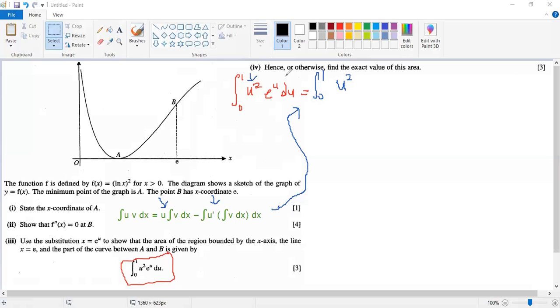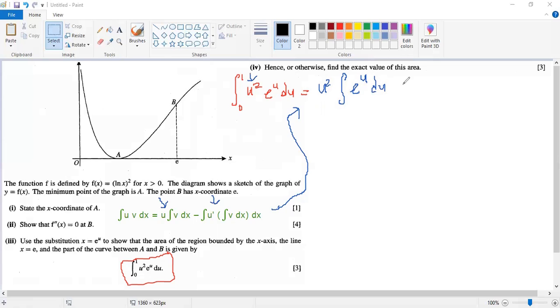Oh, sorry, what am I writing? Okay, u squared first. Sorry, I'm writing here and pointing there. I got confused. Okay, this is u squared. Let's follow this version. So u squared first, we write, and then the integration of the v. That means e to the power of u against du.